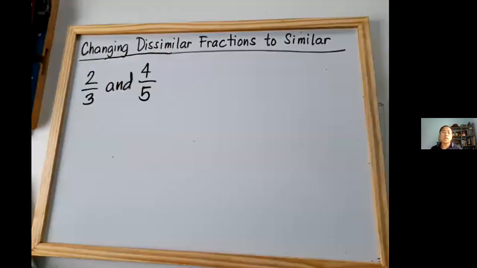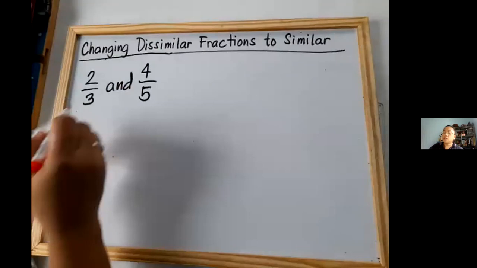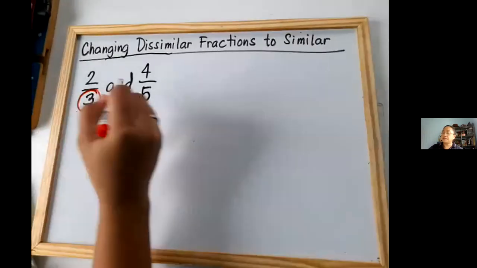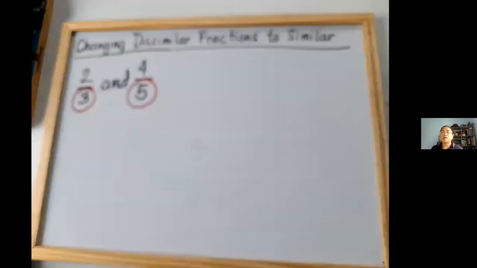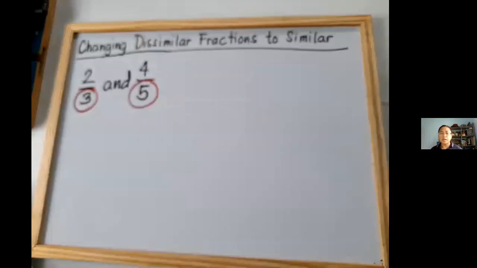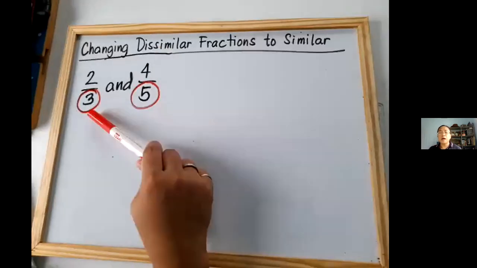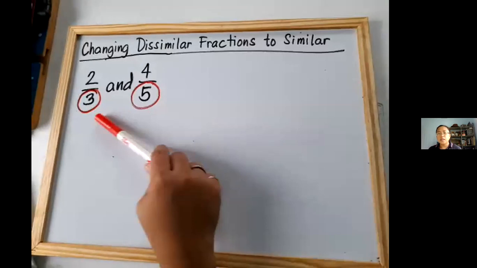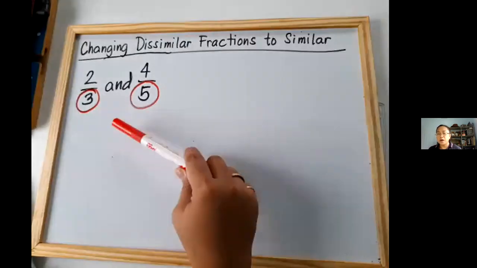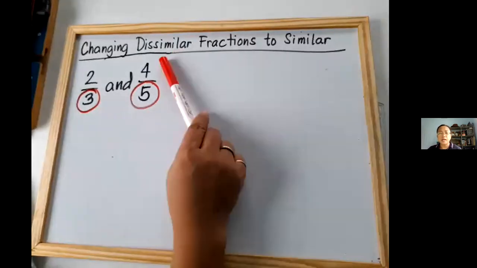Okay? So, kung titingnan natin yung 2/3 and 4/5, yung mga number na nasa baba nila, yung mga denominator, which are 3 and 5, magkaiba. Okay? So, pag magkaiba ang denominator, again, ang tawag sa kanila ay dissimilar fractions. Ulit ha, once magkaiba ang mga denominators ng dalawa o higit pang mga fractions, ang tawag sa kanila ay dissimilar fractions.